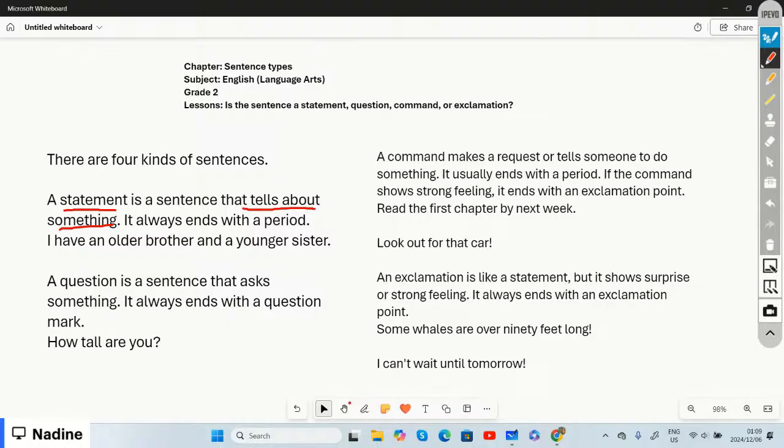So we see that a statement, right? It basically just tells us something. It's like anything random. So it just tells us something. And when it comes to a statement, it always ends with a period. So a statement, it always ends with a period.